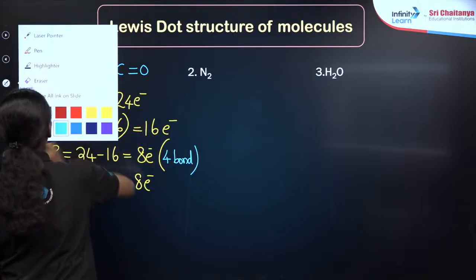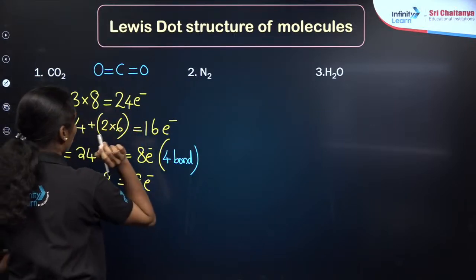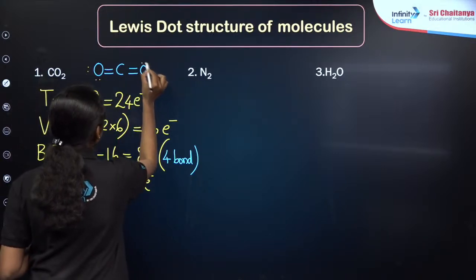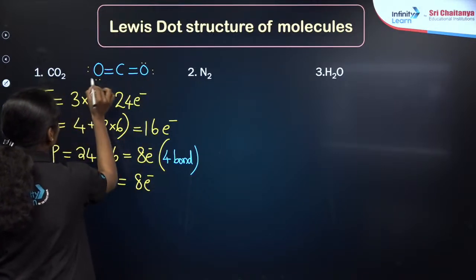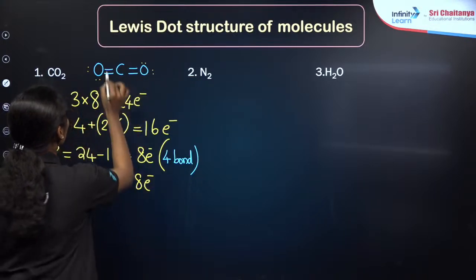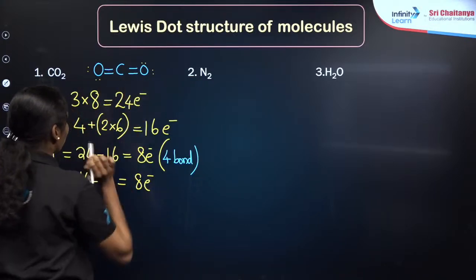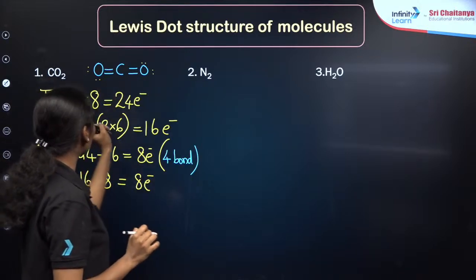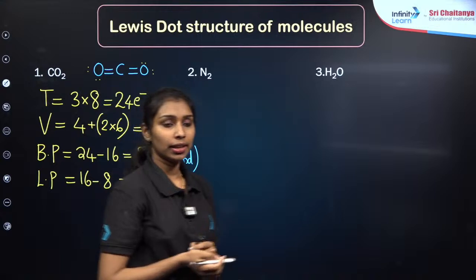Now we have to fill out the lone pair of electrons. Here it is 1, 2, 3, 4, 5, 6, 7, 8. 8 lone pair electrons and 1, 2, 3, 4, 4 bond pair of electrons. This will be the structure of carbon dioxide molecule according to the Lewis dot symbol. Clear?